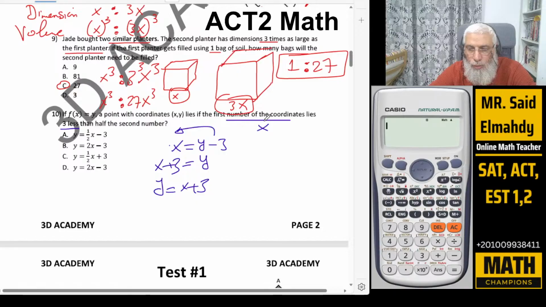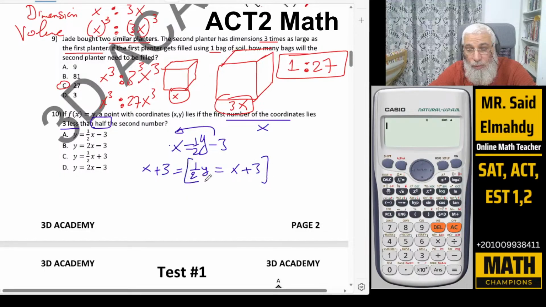If the first number of the coordinates lies 3 less than half the second number, so this is half y, the second number. Move 3 to the other side, so 1/2 y equals x plus 3. We can write this here, x plus 3.